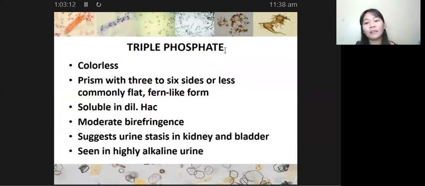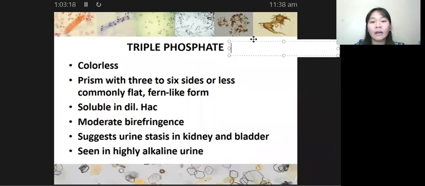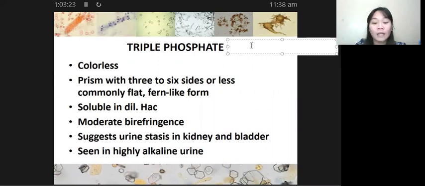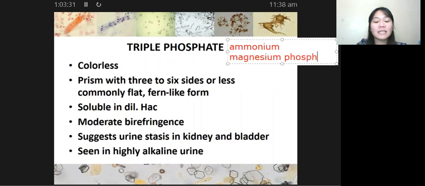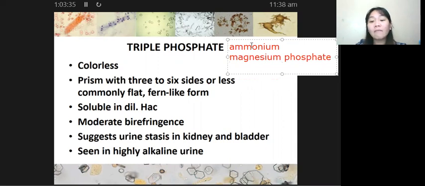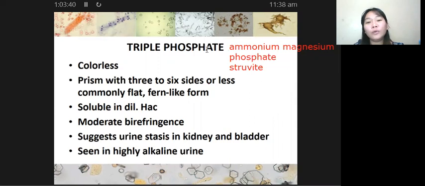Ito, favorite din po nila ito sa board exam. Okay, so yung triple phosphate po natin, class, this is otherwise referred to as your ammonium magnesium phosphate. So this is the chemical name of your triple phosphate. Ang trivial name niya ay struvite. Okay, so do not forget ammonium magnesium phosphate or otherwise referred to as your struvite. We have your triple phosphate.